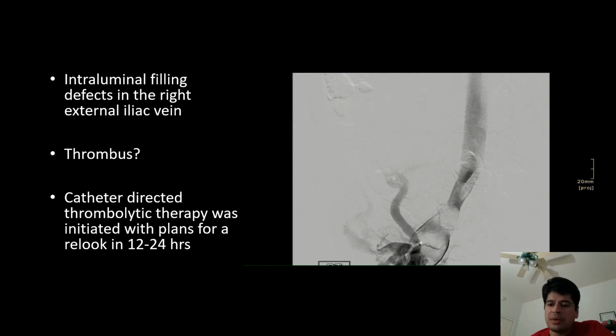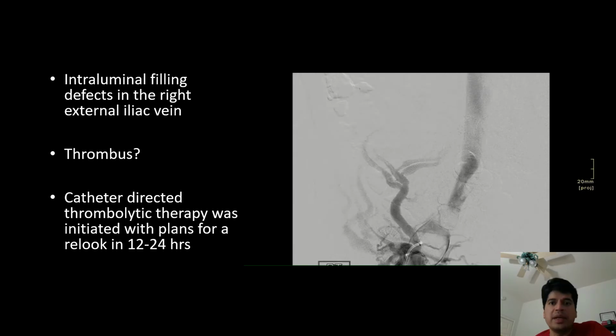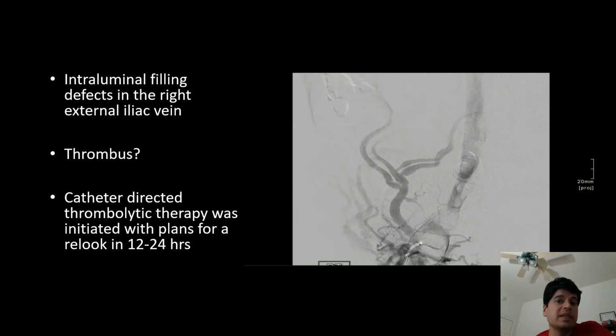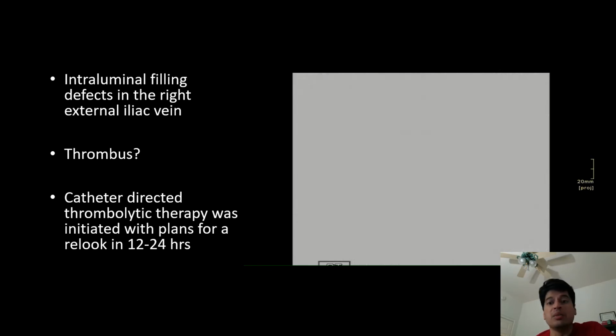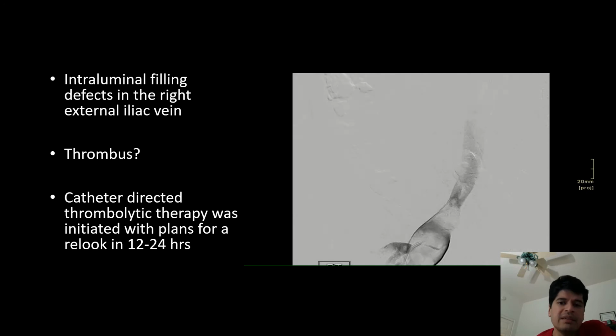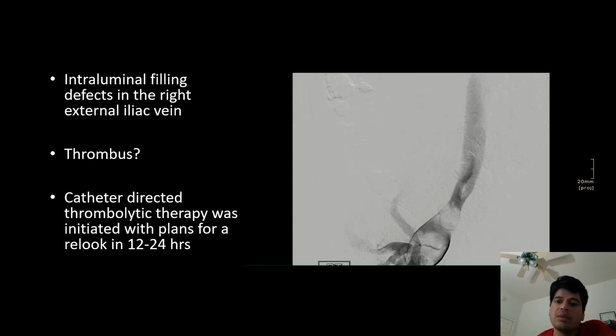So if you look at the whole case together, she did have symptoms suggestive of obstruction of the veins. We did give a pulse spray thrombectomy. Things did get better. There was recanalization of the external iliac vein. So we decided to leave the catheter there and bring her back in 12 to 24 hours to see what would change.